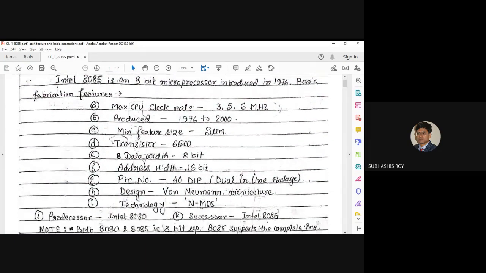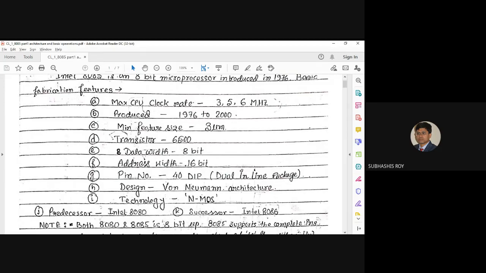The next is the minimum feature size. The third point is the minimum feature size, the fourth point is transistor count, and the last point here is technology used. So these three points are interconnected. NMOS means N-type metal oxide semiconductor field effect transistor. That is the transistor that is used to manufacture this IC.